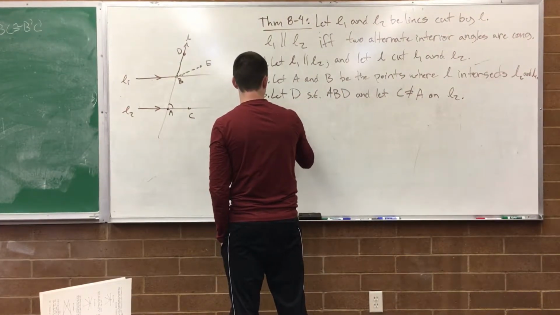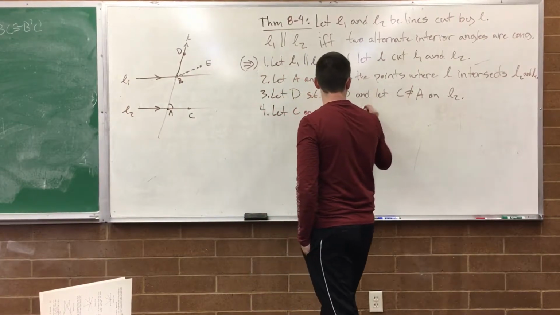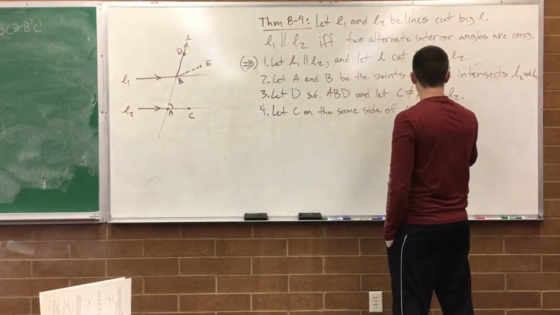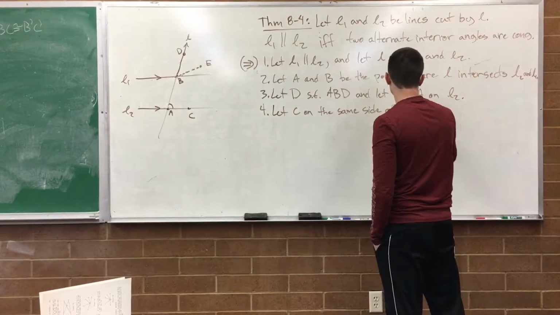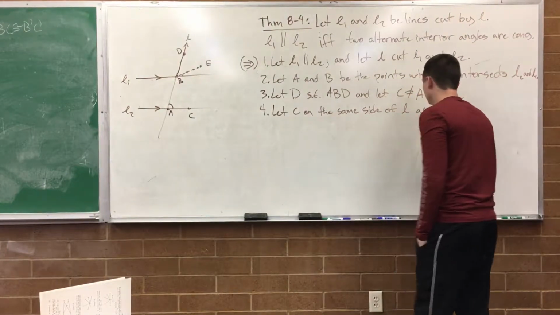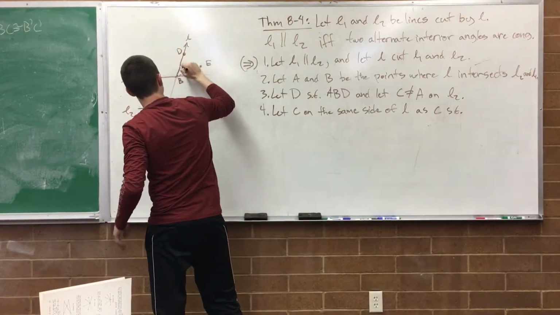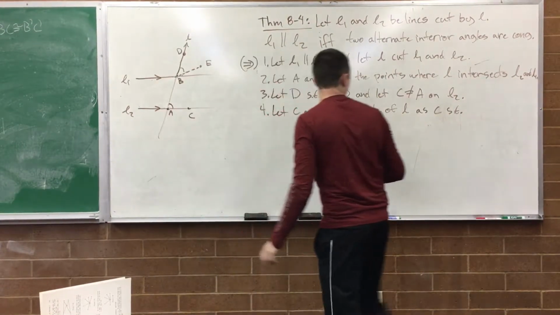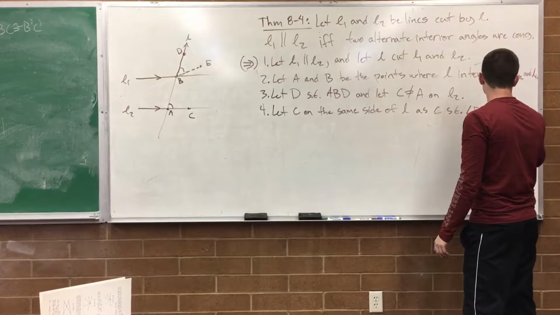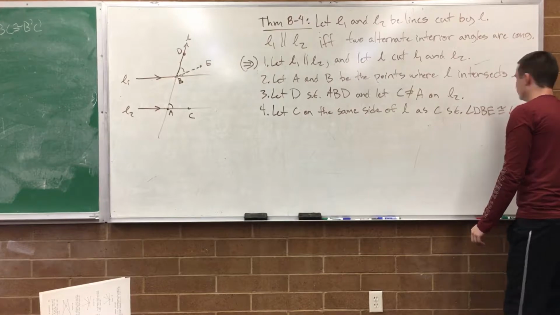So 4, let C be on the same side of L as C, such that this angle is congruent to this angle, such that angle DBE is congruent to angle BAC. Good?